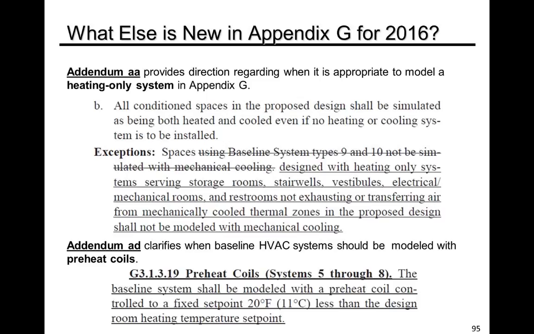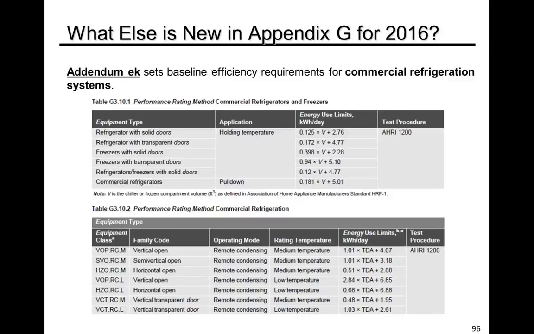And then Addendum AD clarifies when preheat coils should be used. So it specifies that preheat coils are used in systems 5 through 8. Those are the systems that are multi-zone reheat systems, VAV reheat systems. So there's a preheat coil, and that preheat coil needs to be simulated to a fixed set point of 20 degrees less than the design room temperature heating set point. So it really adds some clarification and fixes some loopholes that were in this section previously.